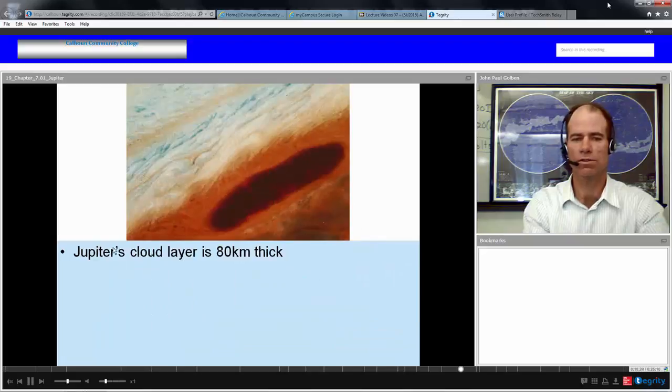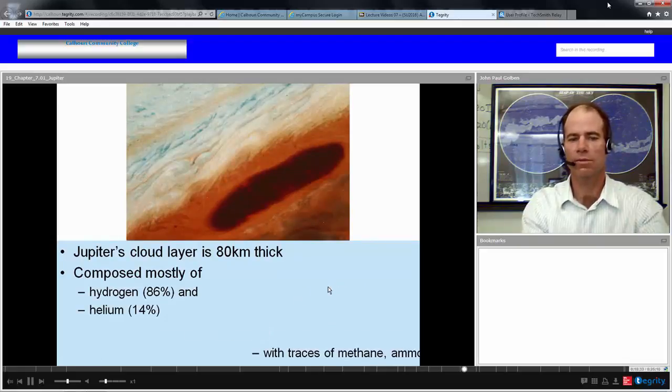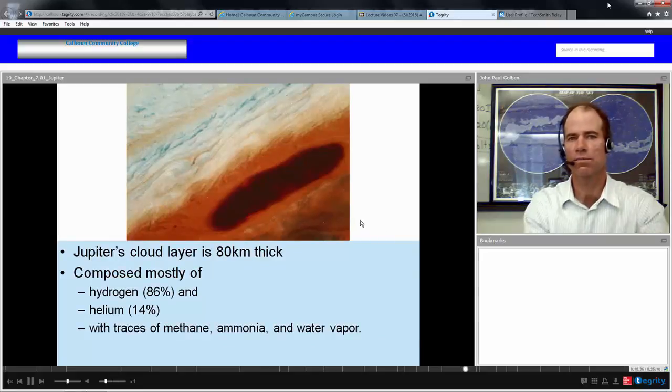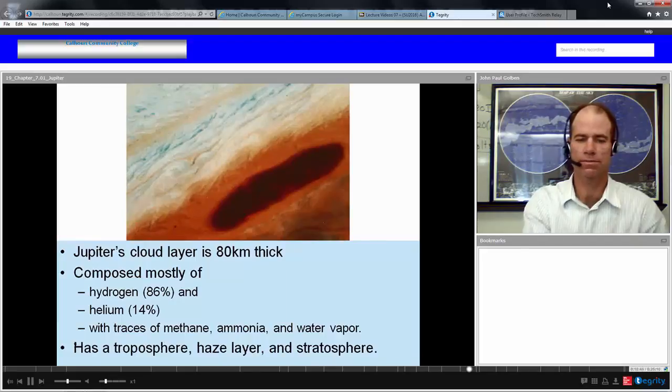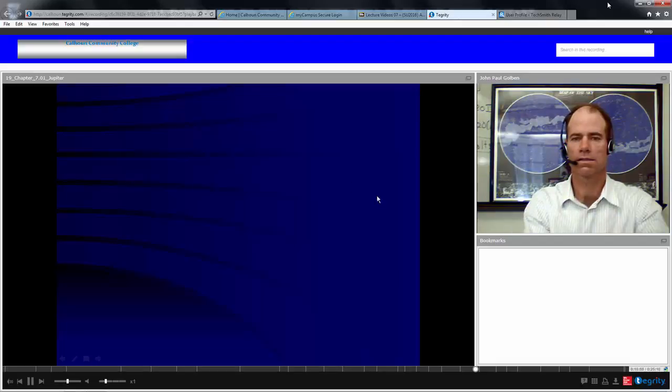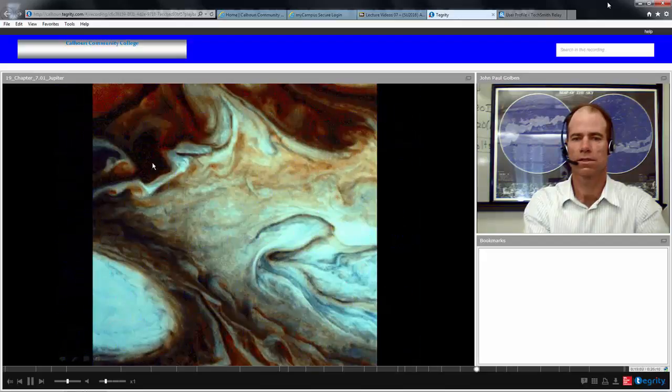Closer look at the brown oval storm. Jupiter's cloud layer is 80 kilometers thick, composed mostly of hydrogen, 86%, helium, about 14%, and traces of methane, ammonia, and water vapor. But mostly the 2 lightest elements in the universe, hydrogen and helium, respectively. It has a troposphere, a haze layer, and a stratosphere, but mainly all gaseous or icy type layers, not solid land. Here's a closer look at the atmosphere.